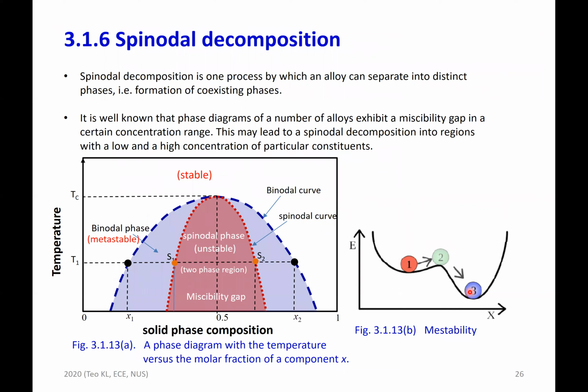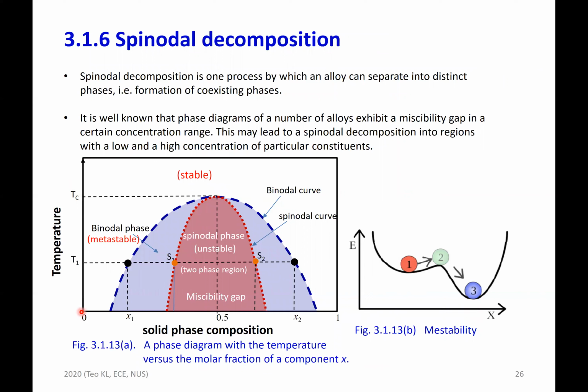Next, 3.1.6, we will discuss spinodal decomposition. So basically, spinodal decomposition is a process where the alloy can separate into distinct phases. It can separate into two phases, and the two phases can coexist. So let us look at this phase diagram.